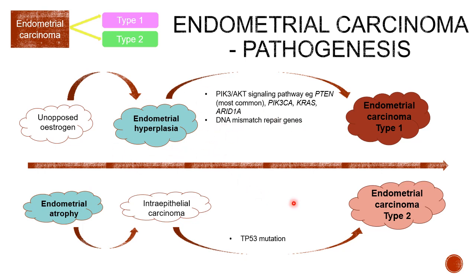In contrast, in terms of pathogenesis of endometrial carcinoma type 2, the only thing that I want to mention, and the only thing that you need to know at this point in time, is that it has a different underlying genetic mutation. The mutation that is common in type 2 carcinoma is TP53, which accounts for about 90% of the formation of its tumor.